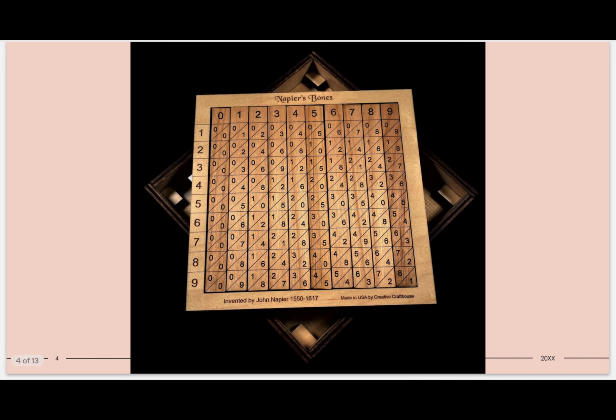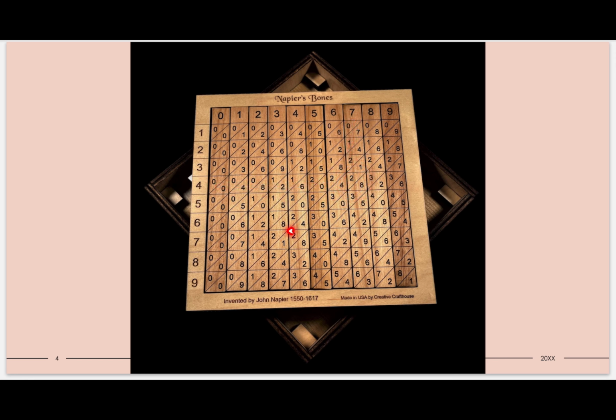I will show you. For example, 4 sixes are how much? 24. Another example, 7 fours are what? 28. Like this, we can find multiplication.